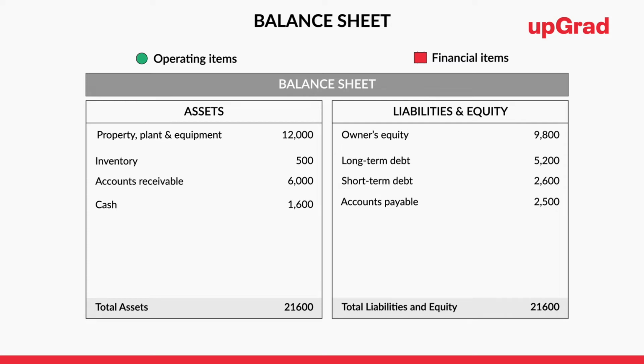Property, plant and equipment. Is that an operating item or a financing item? I think we all agree it's an operating item. Inventories, accounts receivable. Are they operating or financing items? Operating, definitely. Then we have cash. Is cash an operating or a financing item?